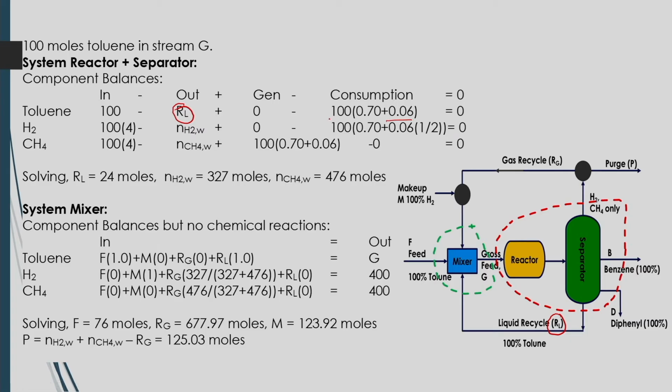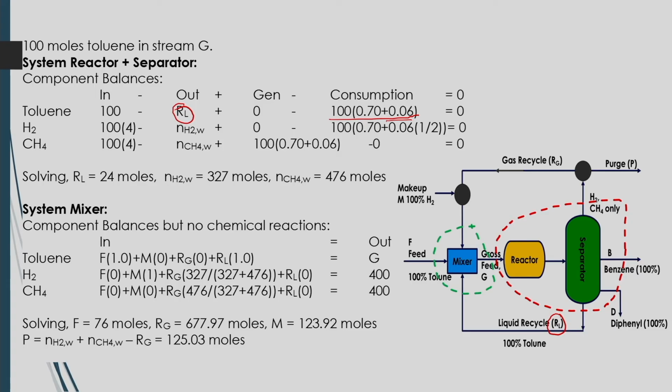So, this total consumption of the toluene will be like this: 100 into 0.70 plus 0.06. So, this is the equation we can write for the component toluene. Similarly, we can write the balance of the component for hydrogen, like what should be the amount of hydrogen coming into the system, that is for that combination of reactor and separator.